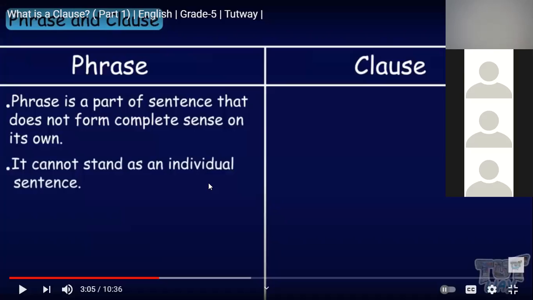But if you say the whole sentence, like "Muhammad loves chocolate," then it will be complete. So this is the phrase. This is the noun phrase, okay? Now if I say "playing tennis right now," this is a verb phrase. Okay, verb phrase.